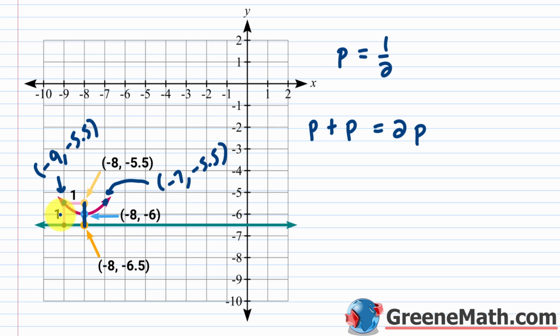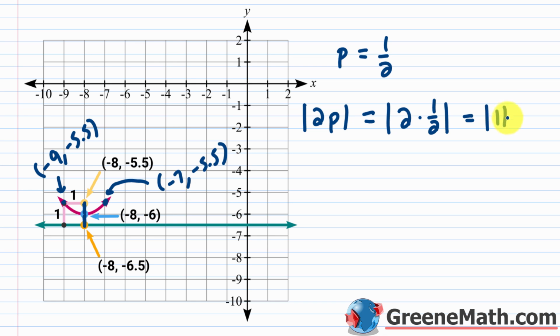And then based on the definition of a parabola, if it's from this point right here to this point right here is 2p, well then from this point right here to this point right here, which is your focus, that's also going to be 2p. So that means this length is 1 and this length is 1. And if this length is 1, then this length has to be 1. So all you really have to do, again, is just say the absolute value of 2p is equal to, in this case, because p is 1/2, the absolute value of 2 times 1/2, which is the absolute value of 1, which equals 1.